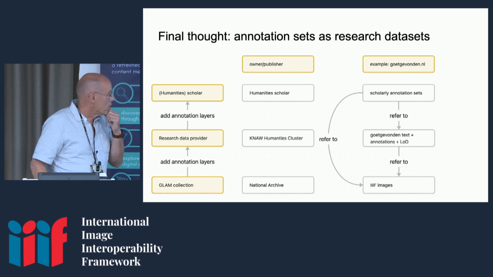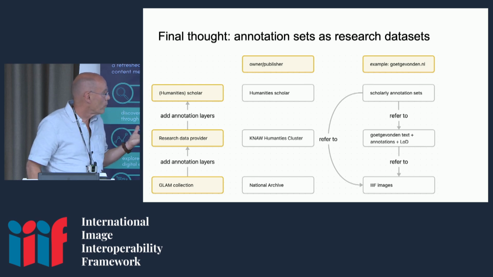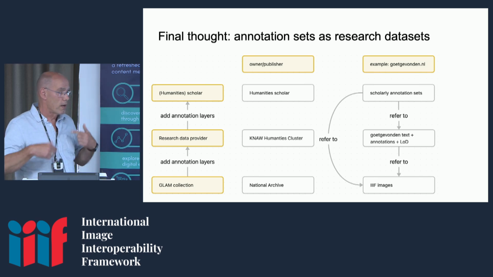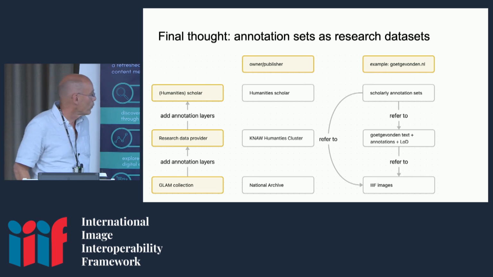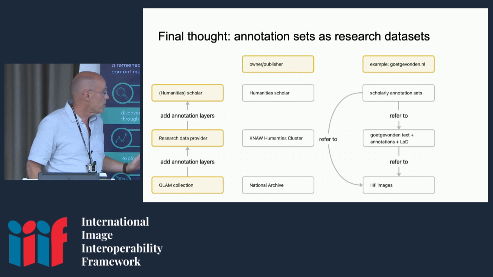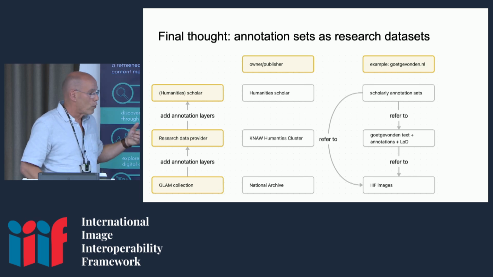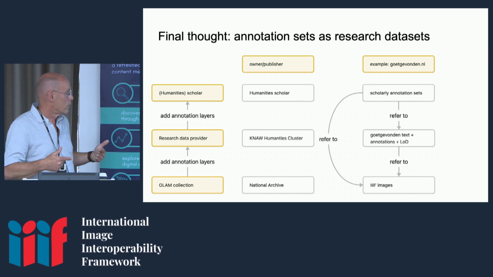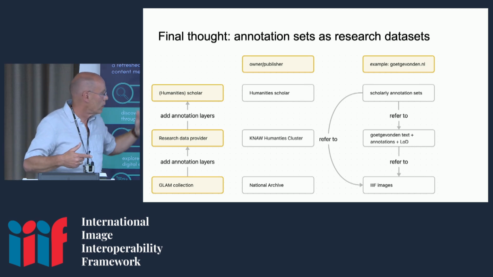We, as the Humanities cluster, did this Goed Gevonden project. So what we do is we add text by applying HTR and doing all kinds of things with the text and creating annotations and linked data. This is all referring to the image coordinates that the National Archive provides to us.